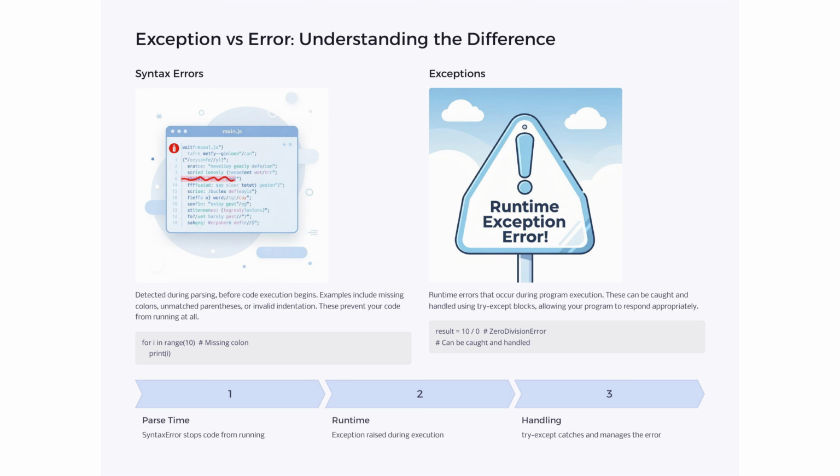Syntax errors, like missing colons, are detected during parsing and prevent code execution. In contrast, exceptions, such as zero division error, occur at runtime and can be managed with try-except blocks. Understanding these differences is crucial for effective error handling in Python programming.